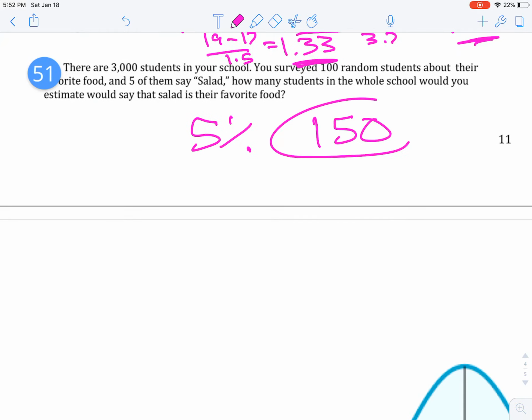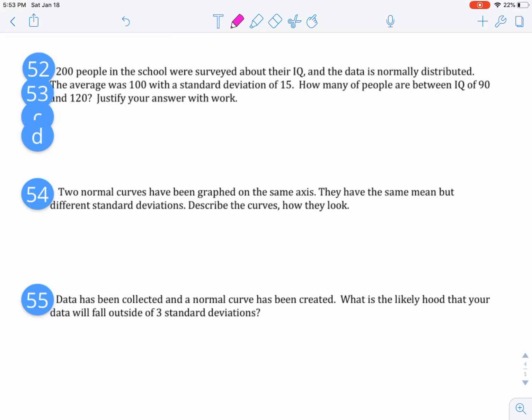Okay, 200 people in the school were surveyed about their IQ, and the data is normally distributed. The average was 100 and a standard deviation of 15. How many people have an IQ between 90 and 120? Okay, so we need to go ahead and get the z-score of that.